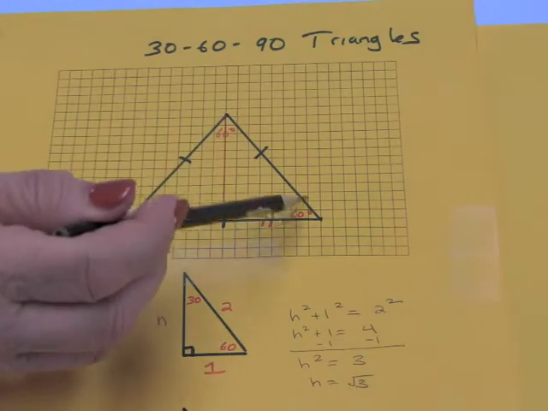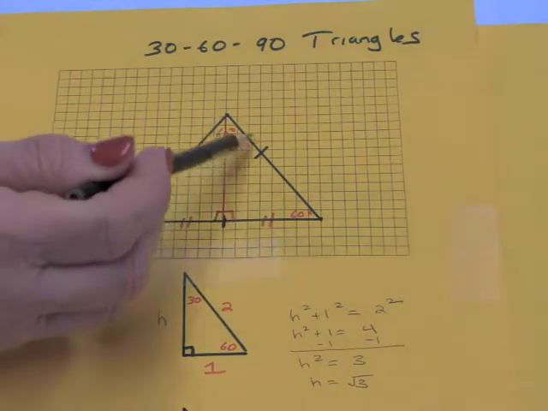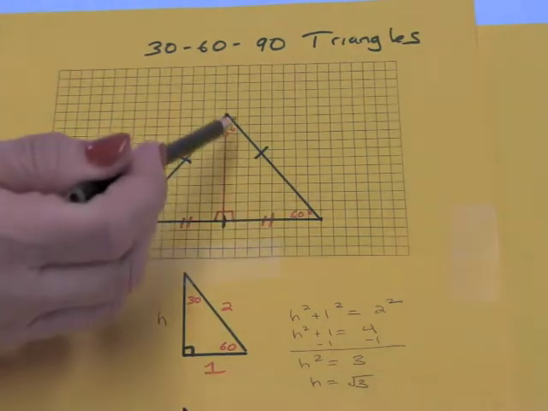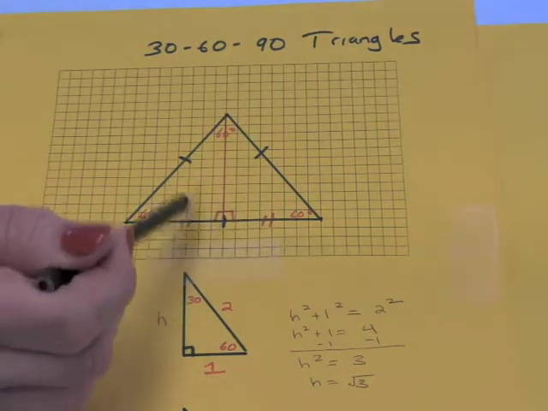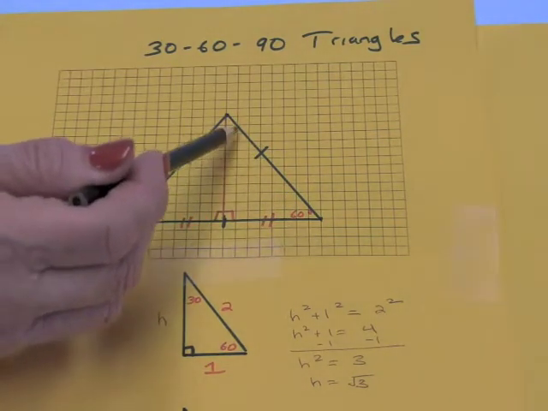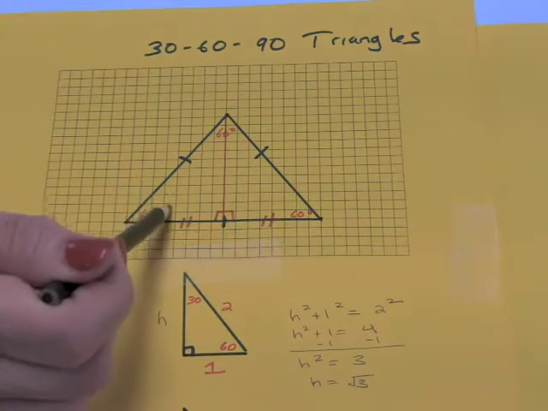This green triangle that I'm pointing to is equilateral. All the sides are congruent. You can see the tick marks. And all the angles are congruent. They're all 60 degrees.